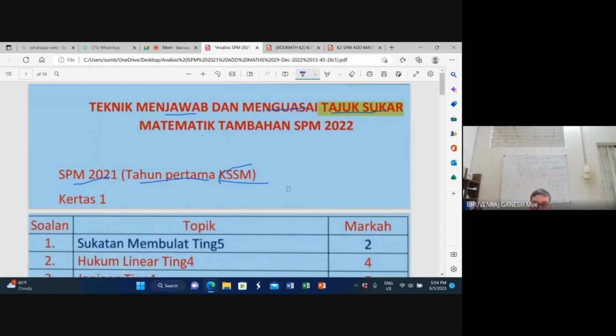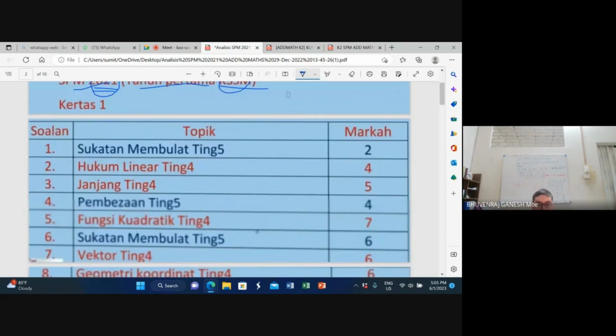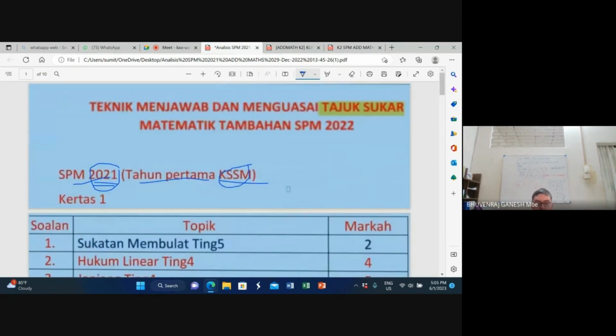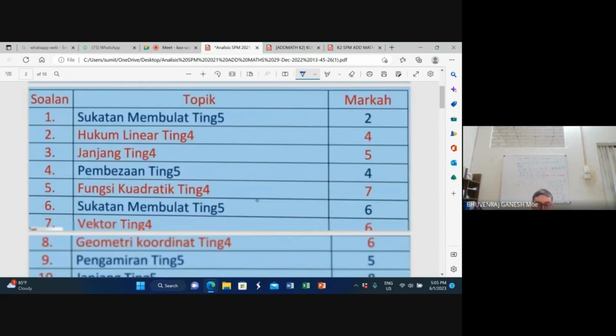What is given continuously from here is all up to date. You cannot take the 2020 info because it's a different batch altogether. So you have to base on 2021. Now our year is 2022, the one we are going to sit for. The topics that actually came out in Paper 1 of SPM 2021: the first question was circular measures.